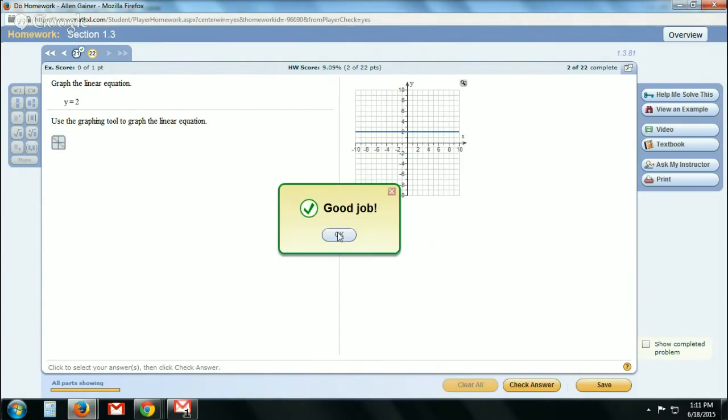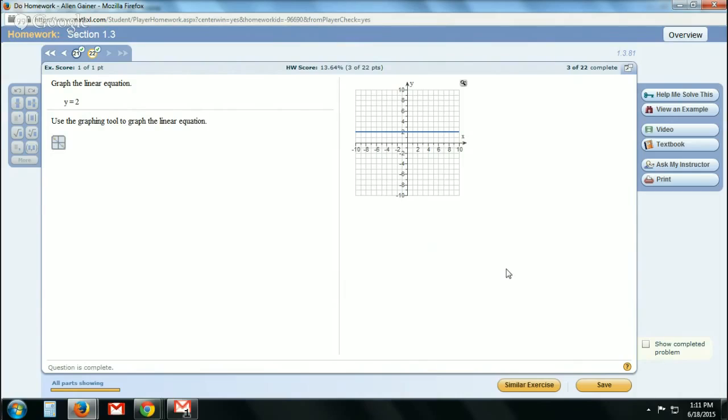X equals a number is a vertical line, y equals some number is a horizontal line, and if you have y equals mx plus b, then that is slope-intercept form with the y-intercept at the back and the coefficient of the x being the slope.